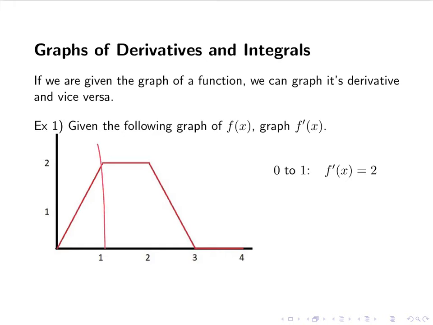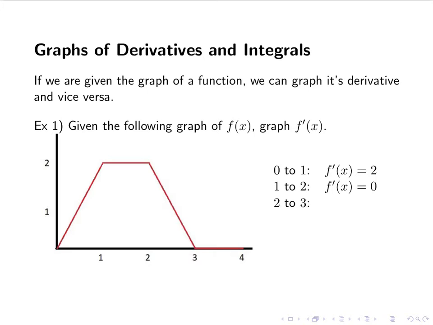So the next part we're going to look at is from 1 to 2. So from 1 to 2, the slope of our line is 0. We have a horizontal line. There is no change in y. So we have a 0 over our change in x, which happens to be 1 if we're looking at 1 to 2. So that would be a 0 over 1, which is 0. So f prime of x is 0.